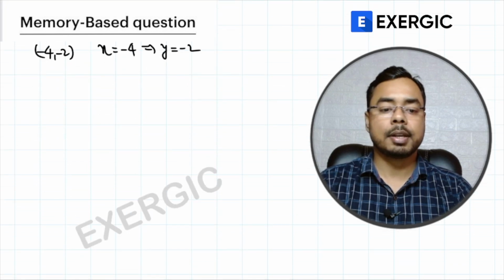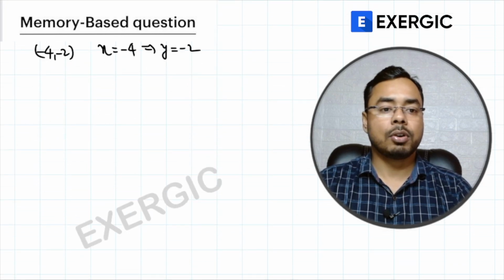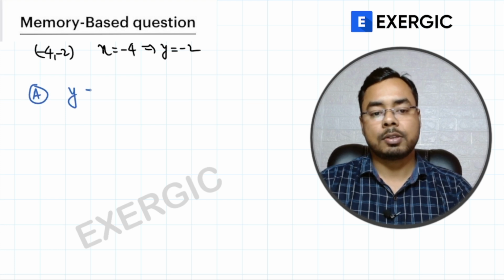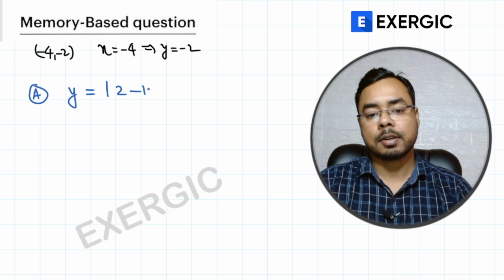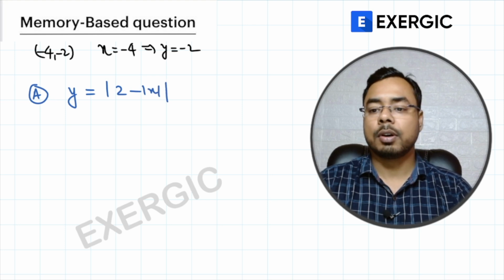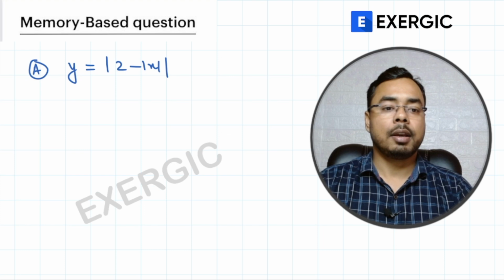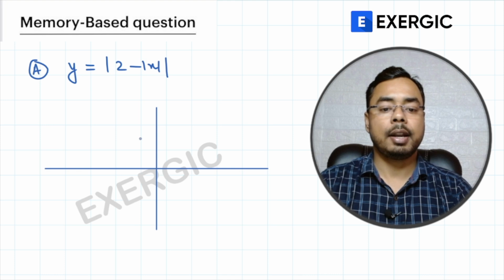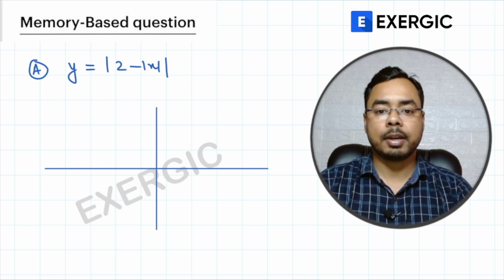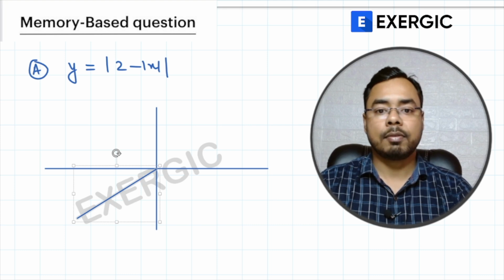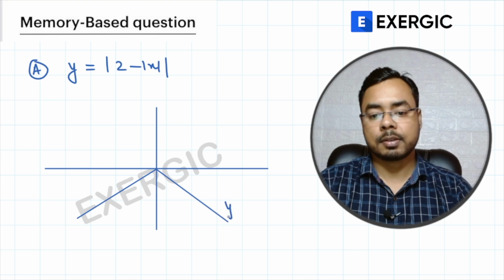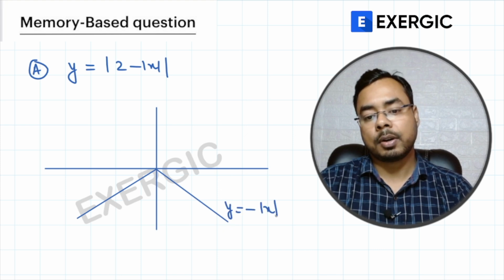So here the first option, option A, is y equals mod of (2 minus mod x). If I need to draw the graph of this function, then first we will draw the graph of the function y equals minus mod x. It will look something like this. This is the graph of the function y equals minus mod x.